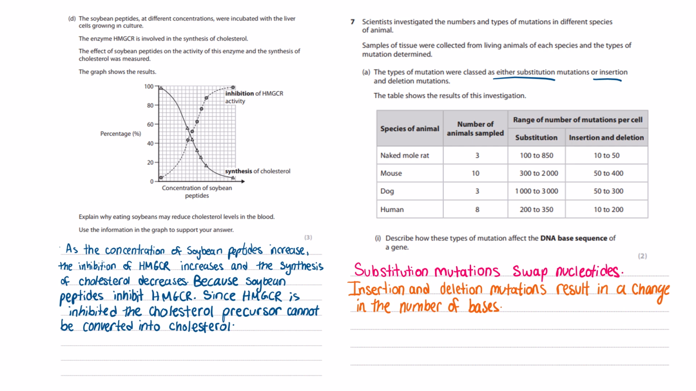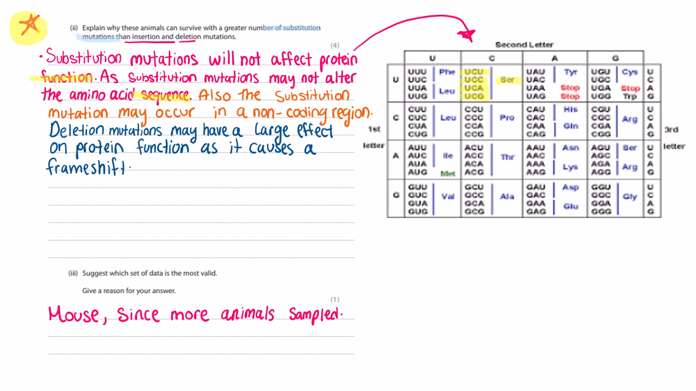Well, substitution mutations, it's in the name. Okay, substitution is the same thing as swap. So substitution mutation, they swap nucleotides. Okay, and insertion and deletion mutations result in a change in the number of bases. This is really important for you to know because this is going to be asked in your exam. So make a flashcard of this question as well. Okay, this question is also really interesting and is repeated in most of the exams I have done.